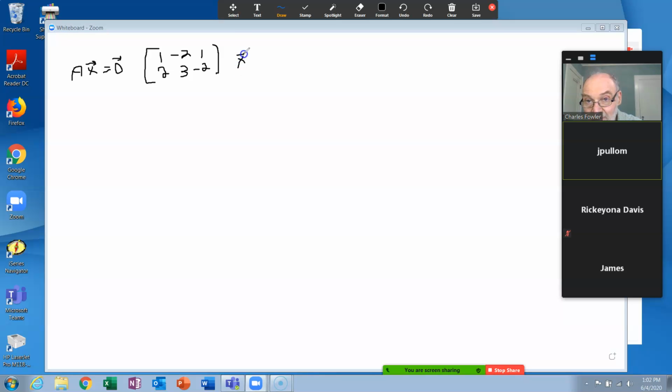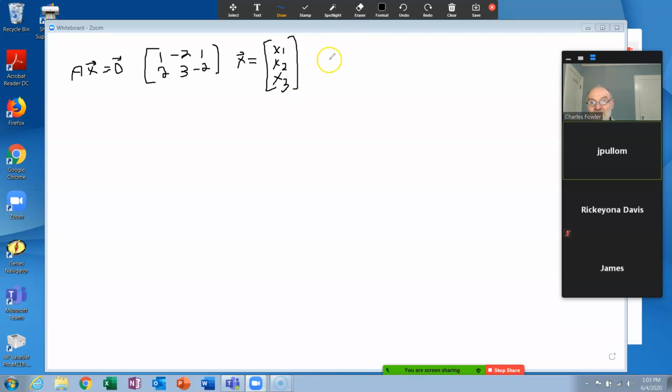Now, a little word to the wise here. Since your A matrix has 3 columns, the X vector had better have 3 elements. And it's a column vector, so that's going to be X sub 1, X sub 2, and X sub 3. Now, you don't have to name them that way. You could have called it XYZ, but this is called the X vector. Let's just keep the letter X and add the subscript for the different positions.